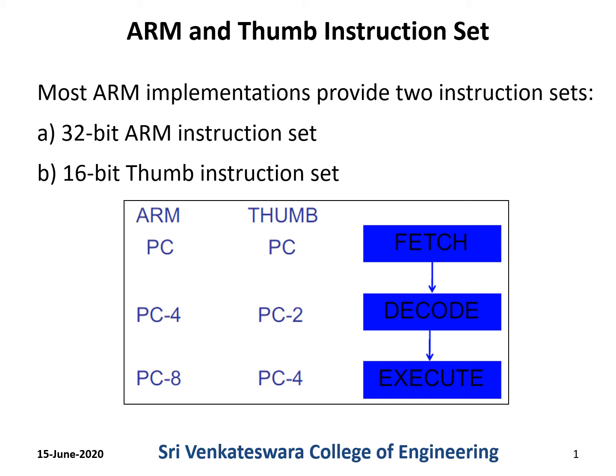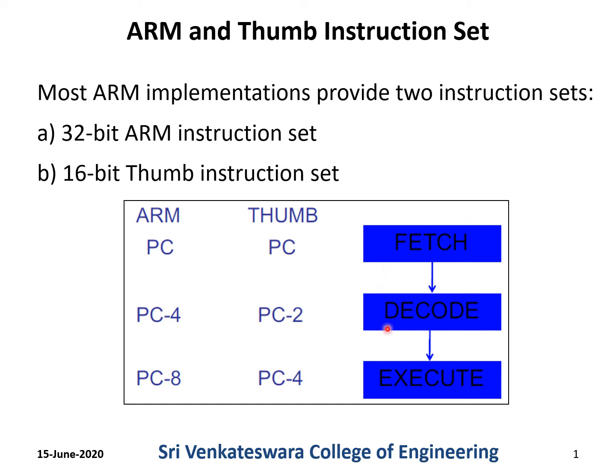We know that ARM processors can execute 32-bit ARM instructions or 16-bit Thumb instructions. Here, the point to be noted is how the program counter value gets updated whenever an ARM instruction is fetched and whenever a Thumb instruction is fetched. Because ARM instructions are 32 bits, the program counter, which holds the address of the next instruction to be fetched, gets incremented by 4, and whenever the processor is fetching Thumb instructions, the program counter gets incremented by 2.